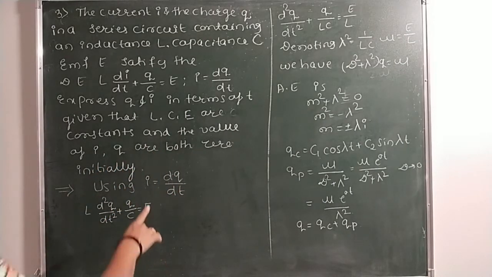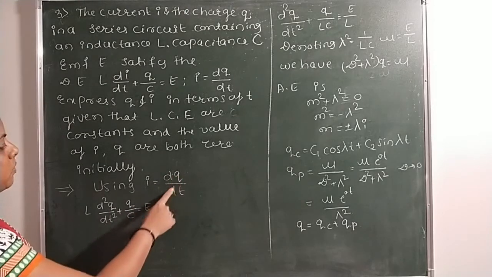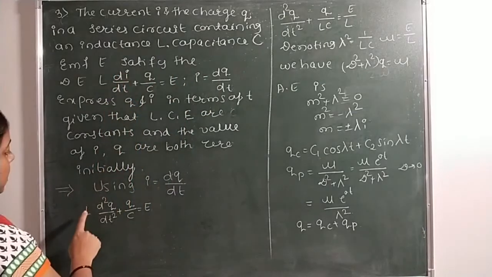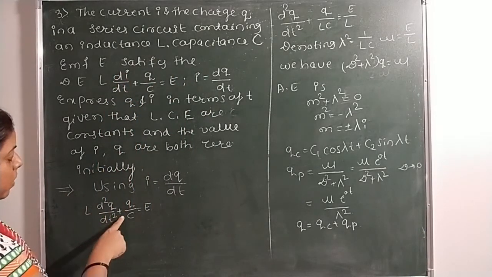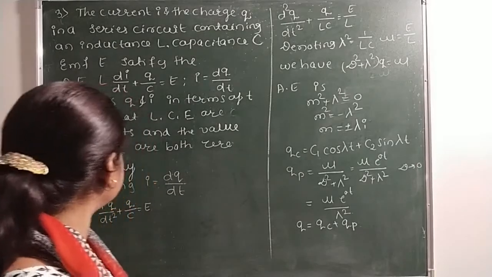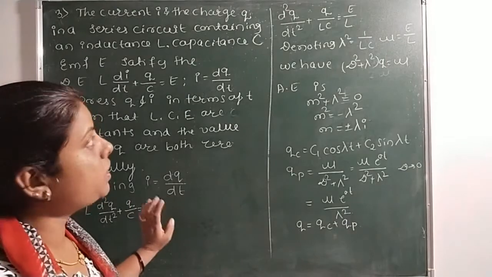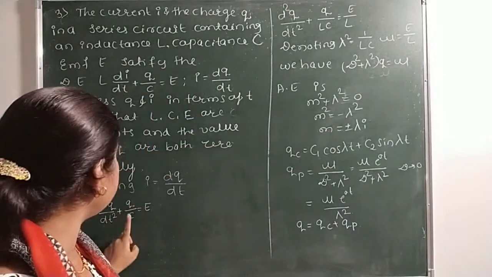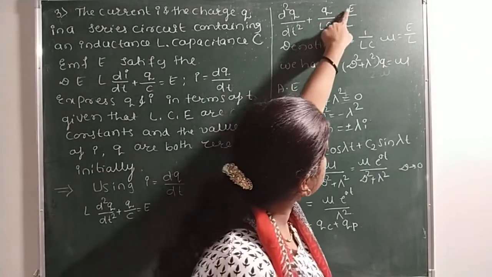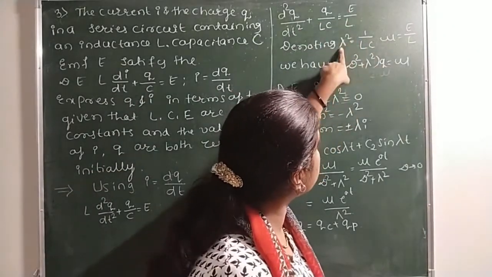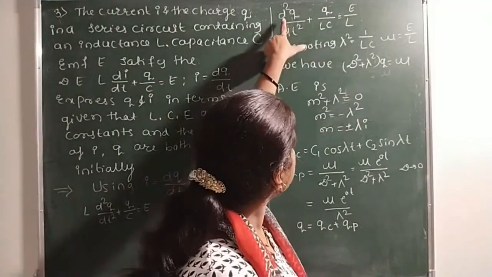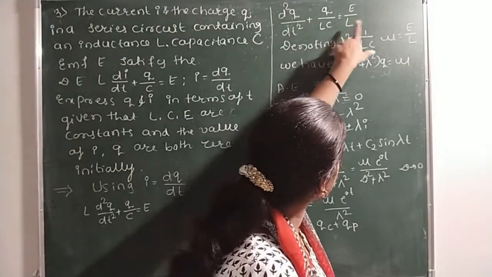Now we have to consider first I = dQ/dt, and substitute that in this equation. The equation becomes L d²Q/dt² + Q/C = E. After that, we take L to this side to make the differential equation, and divide L into the second and third terms. Then 1/LC and E/L we denote with lambda square and mu. Now we have the equation (D² + λ²)Q = μ.